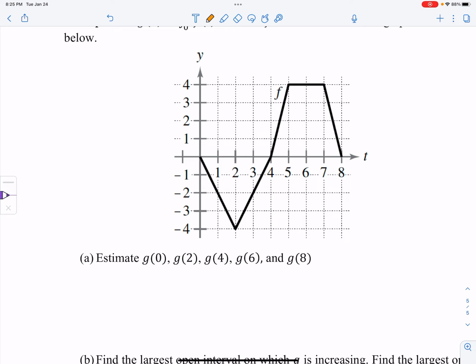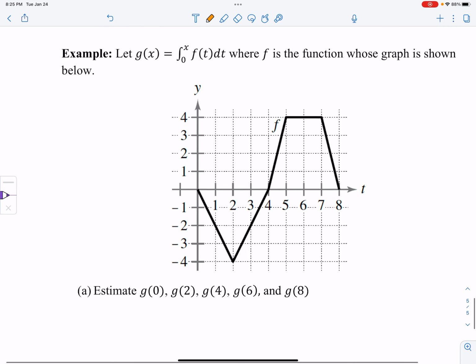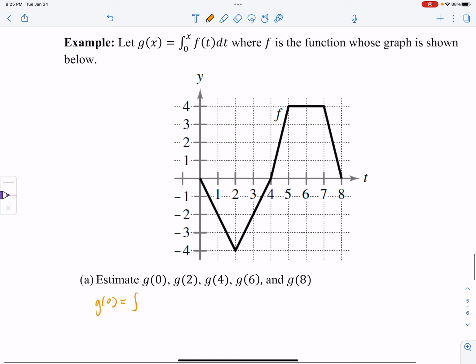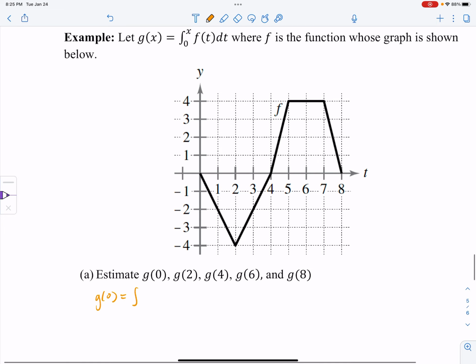So using our geometric formulas, right? We're given the graph of f. So area, positive, negative area between the curve and the x-axis. So g of 0, and again, if you want to pause and then check your answers, you can. G of 0 would be 0 to 0. That'll just be 0.